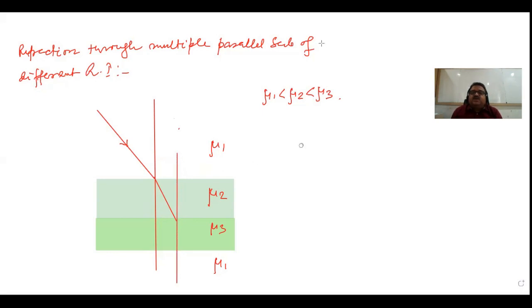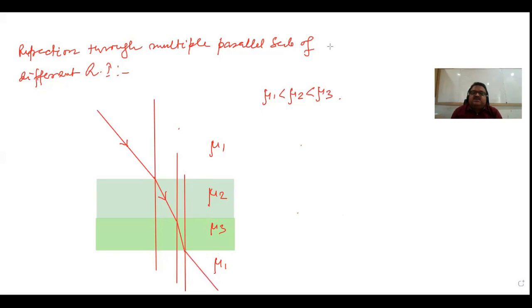Okay, then what will happen? Since medium 3 is denser than medium 2, while this light ray enters medium 3, it will bend more towards the normal, correct? So this will happen. And again drawing a normal. Now watch it, what will happen. Now the light is moving from medium 3 to medium 1. That means from denser to rarer medium. So it will bend away from the normal.